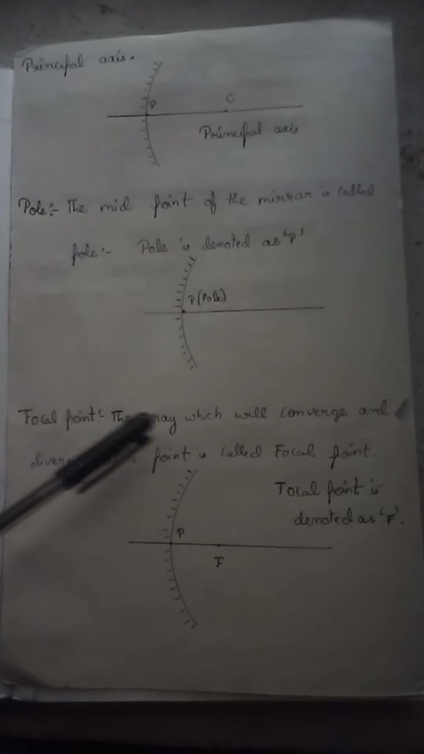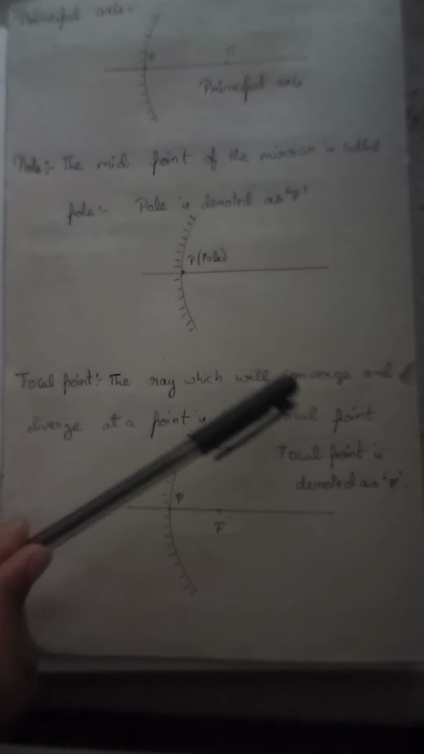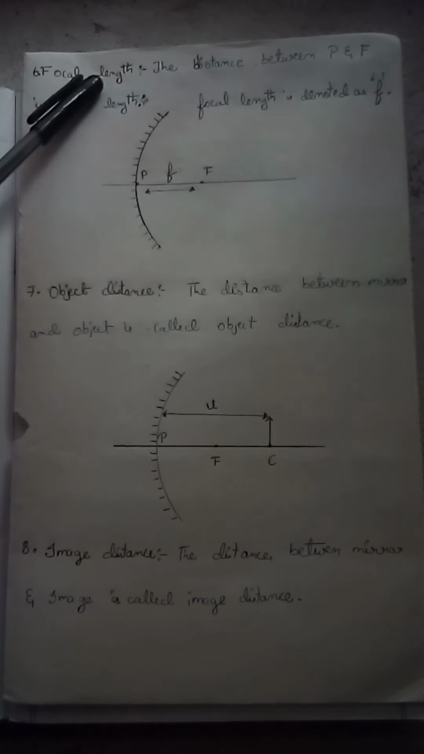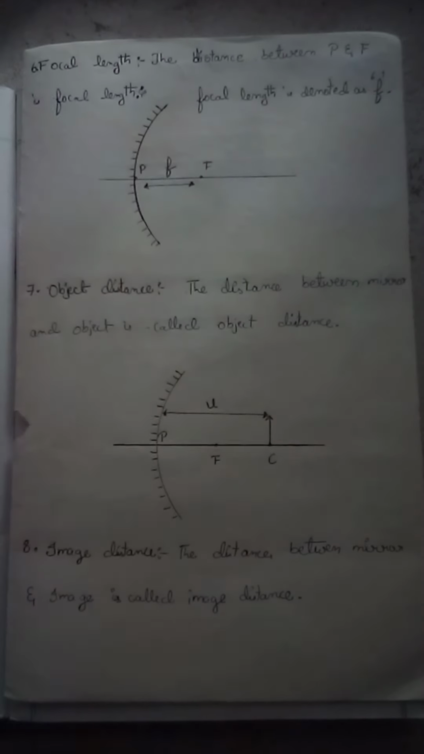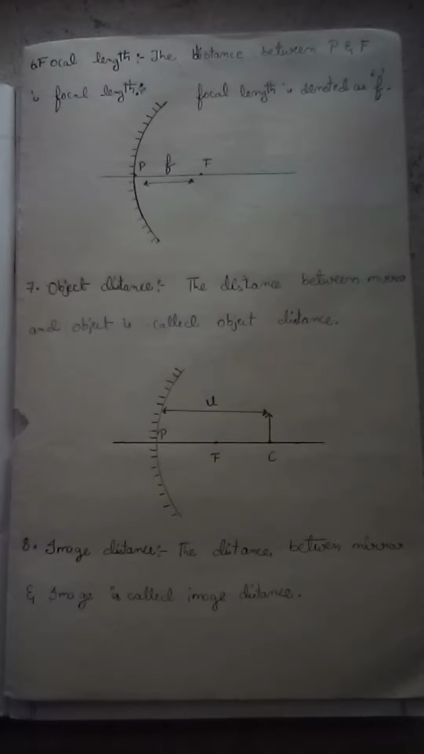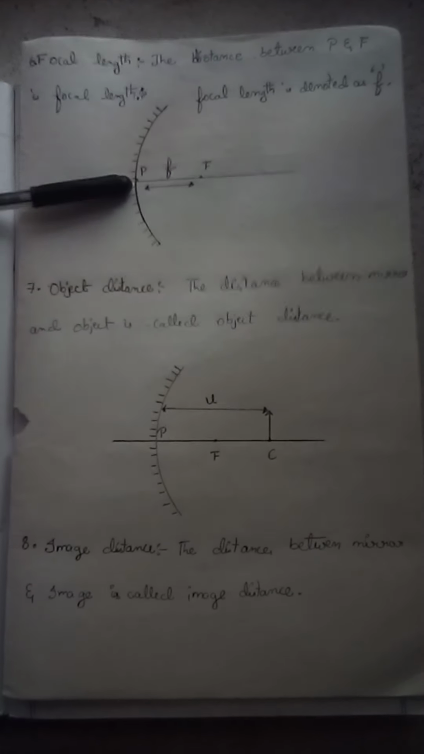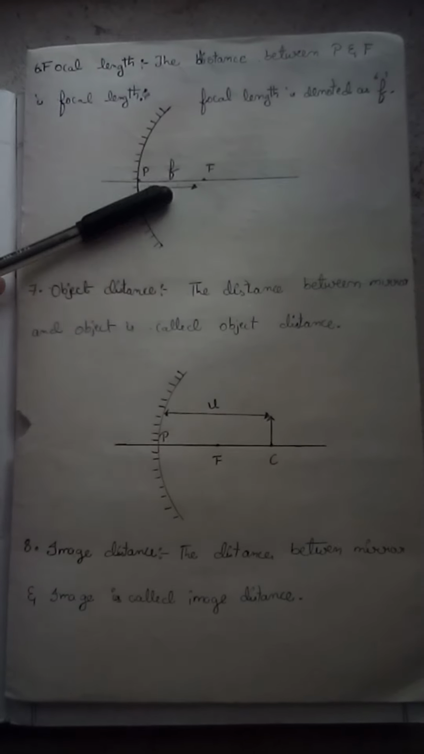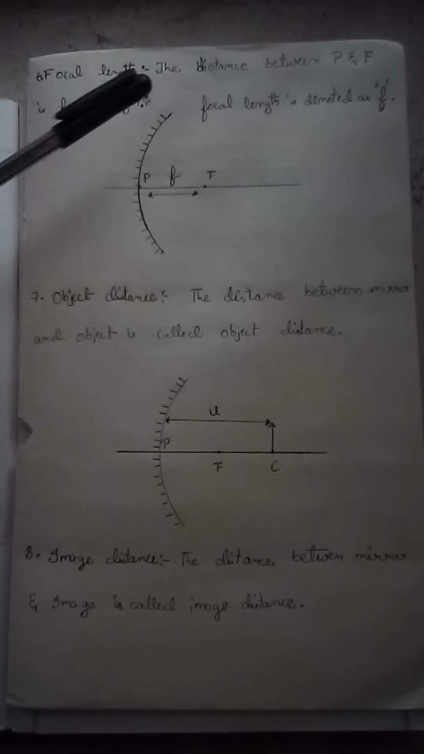Focal point. The rays which converge or diverge at a point give the focal point, and the focal point is denoted as F. This is called the focal point. Focal length. The distance between P and F is called the focal length. Between the pole and the focal point is the focal length, and it is denoted as small f.